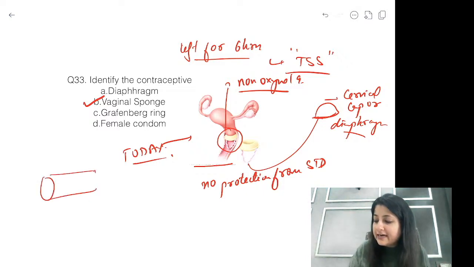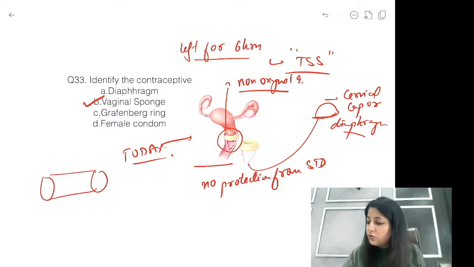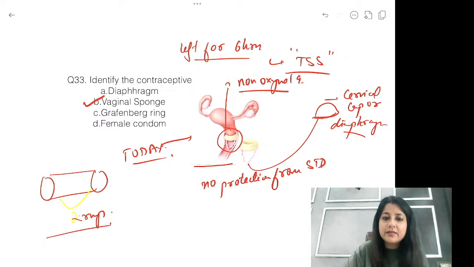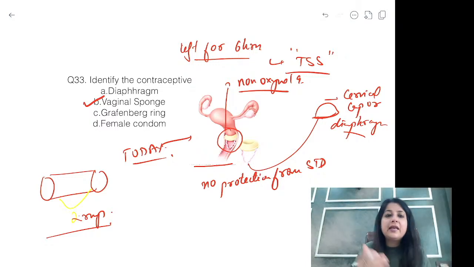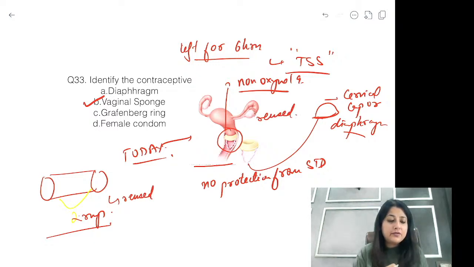Female condom कैसे identify करोगे? Female condom is identified by 2 rings. ठीक है? Alright, female condom, male condom, never use it together. Now female condom can also be reused, vaginal sponge can also be reused, everybody.